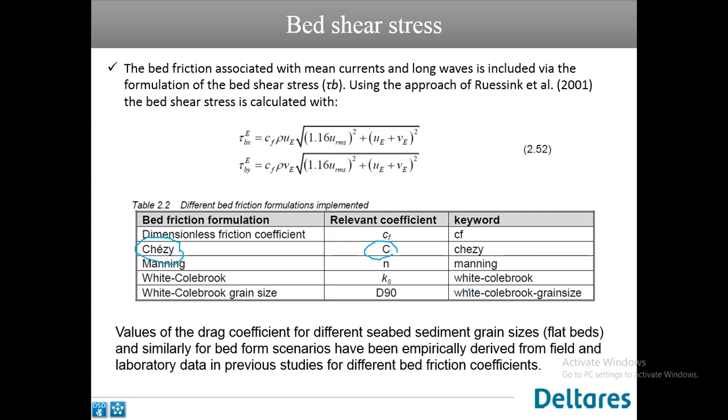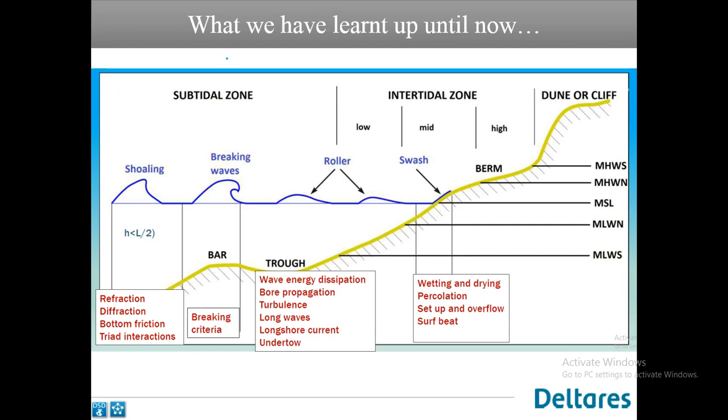Okay, values of the drag coefficient for different seabed sediment grain size, and similarly for bed form scenario, have been empirically derived from field and laboratory data. It means all these bed friction formulations come from the literature review. People have done a lot of field work and laboratory data in previous studies, and then they concluded here for you. So you just pick between these five formulations in order to implement in your studies. Okay. So, to review what we have learned up until now.